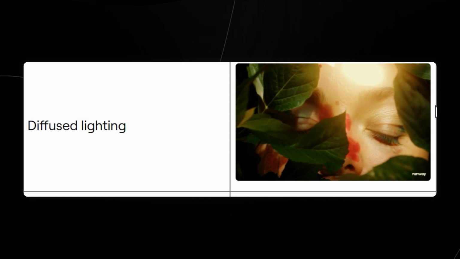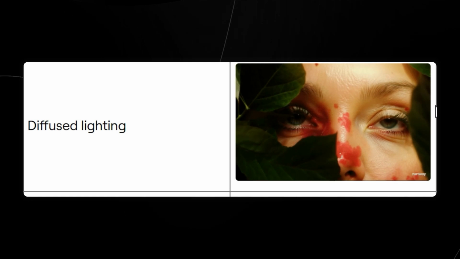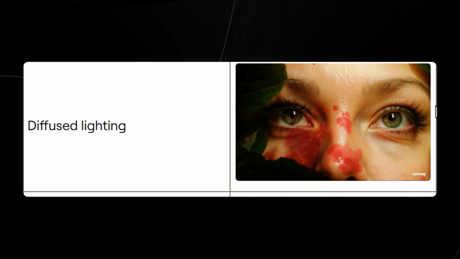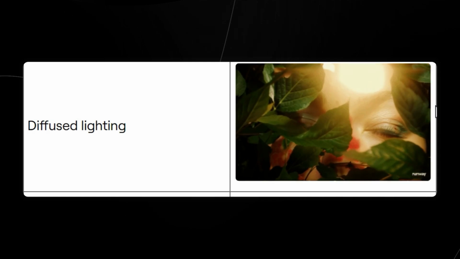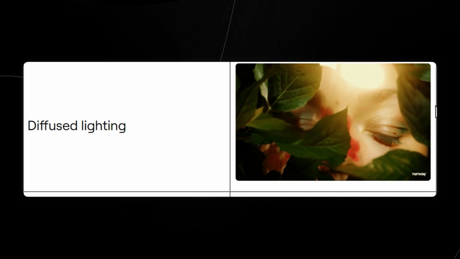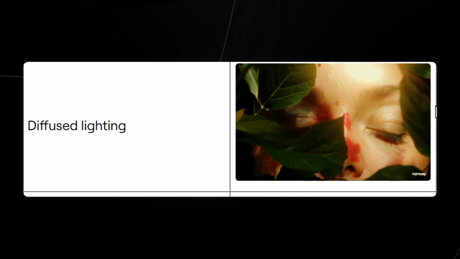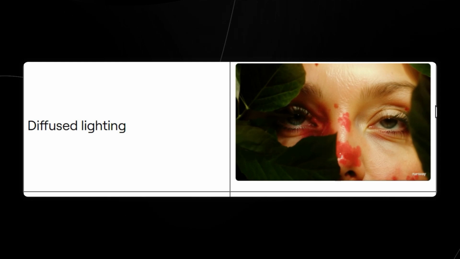Now let's move on to the lighting styles. Diffused lighting is soft and even, reducing hard shadows. It's often used to create a gentle, flattering effect on the subject. This is useful for portrait photography, product shots, and creating a calm atmosphere.